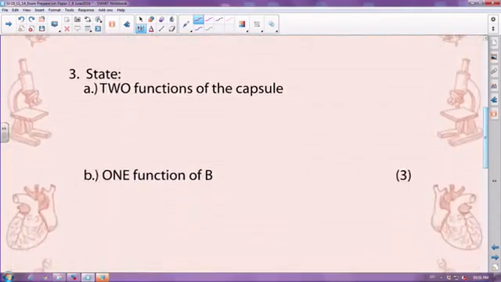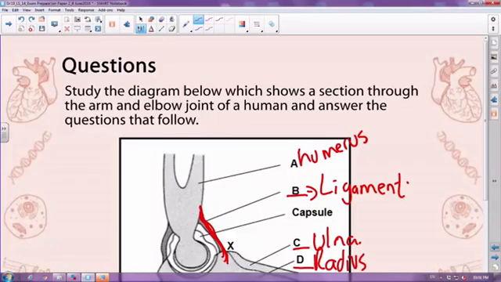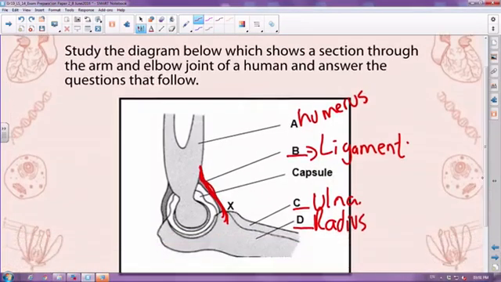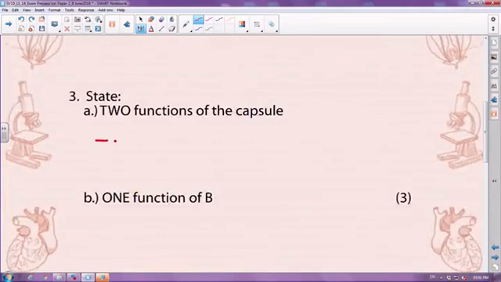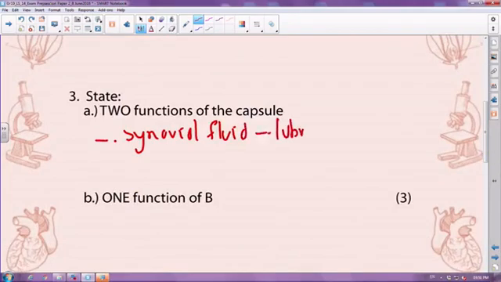Now, question number 3. State 2 functions of the capsule. Now, if you have a look here, here is the capsule, and it's a capsule membrane. Now, what is the function of the capsule? Number 1, it needs to make fluid. That's very important. It needs to make synovial fluid. And why is that? For lubrication, so joints can move easily.